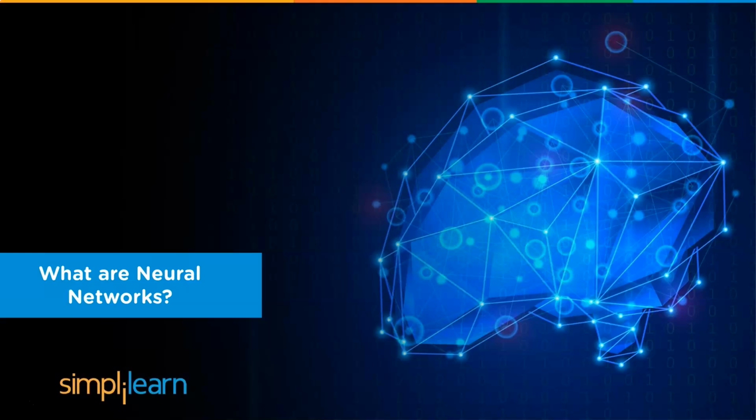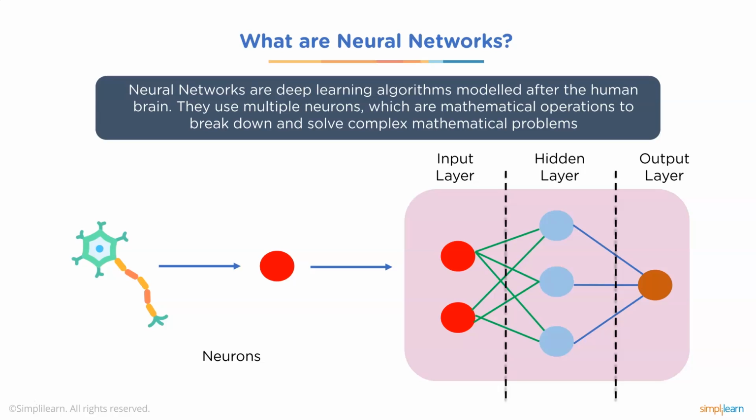So if you're already looking at Keras, you probably already have this answer: what are neural networks? But it's always good to get on the same page, and for those people who don't fully understand neural networks, to dive into them a little bit or do a quick overview. Neural networks are deep learning algorithms modeled after the human brain. They use multiple neurons, which are mathematical operations, to break down and solve complex mathematical problems. And just like the neuron, one neuron fires in and it fires out to all these other neurons, or nodes as we call them, and eventually they all come down to your output layer. You can see here we have the really standard graph: input layer, a hidden layer, and an output layer.